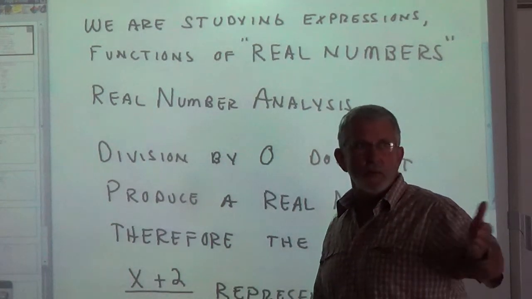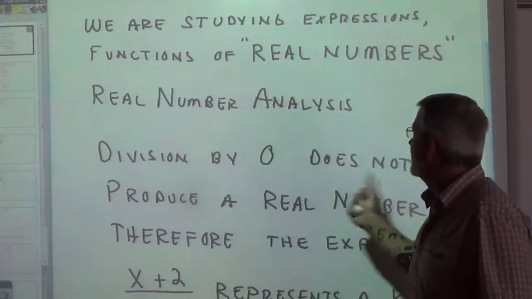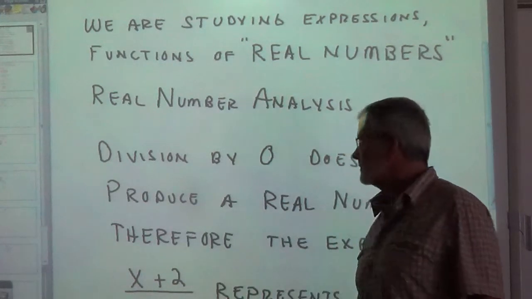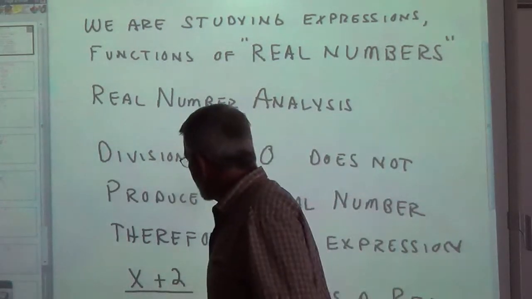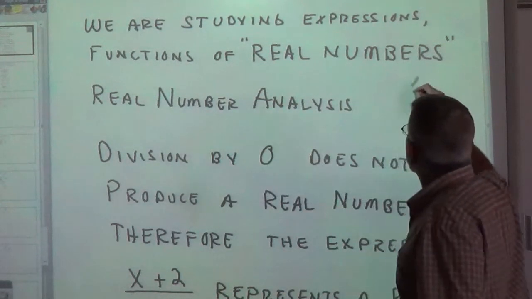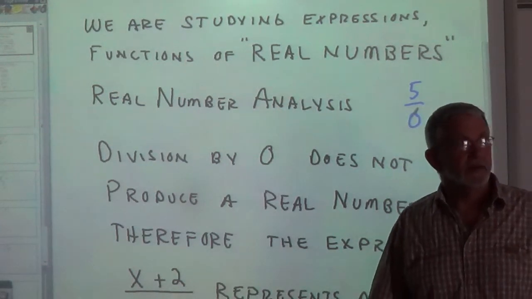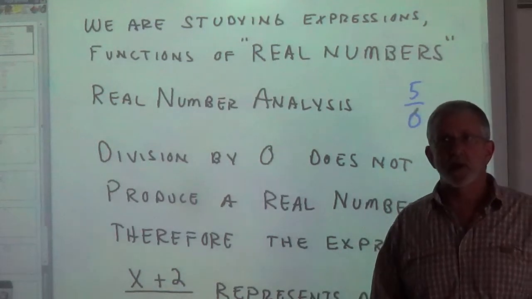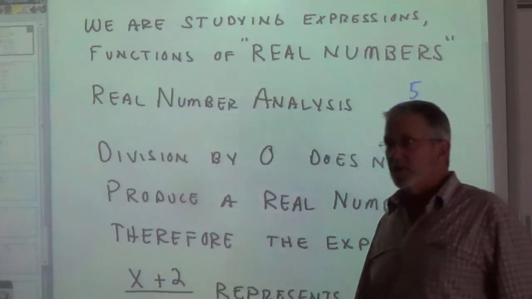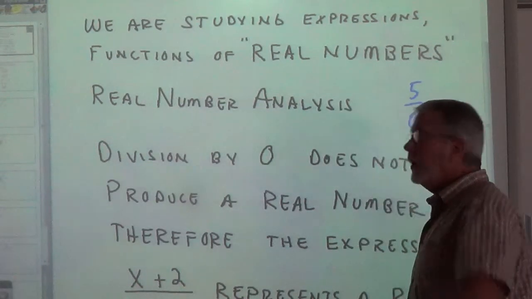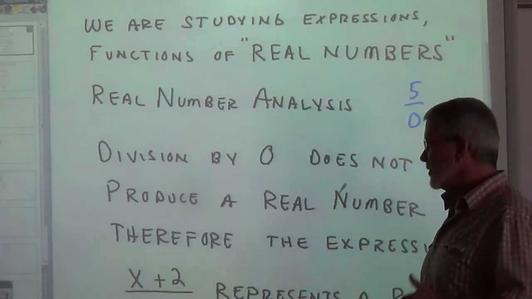And the first thing you need to know about real number analysis is that division by 0 does not produce a real number. If ever I have a number, 5 divided by 0, that is a non-real number. Now later on we'll talk about imaginary numbers, but we will not talk about imaginary numbers very long in this course. Mostly we're going to talk about real numbers. But we need to know that division by 0 does not produce a real number.